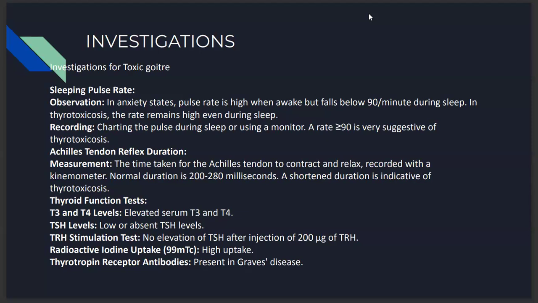Achilles tendon reflex duration: the time taken for the Achilles tendon to contract and relax, recorded with a kinemometer. Normal duration is 200 to 280 milliseconds. A shortened duration is indicative of thyrotoxicosis.